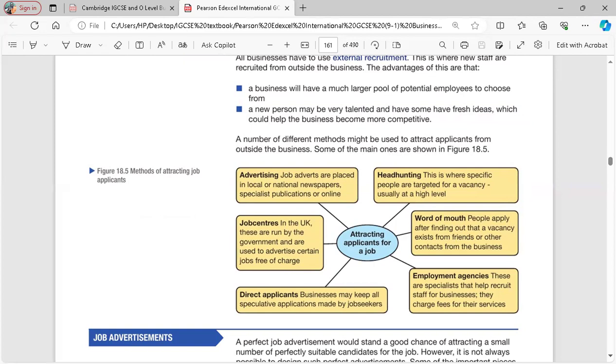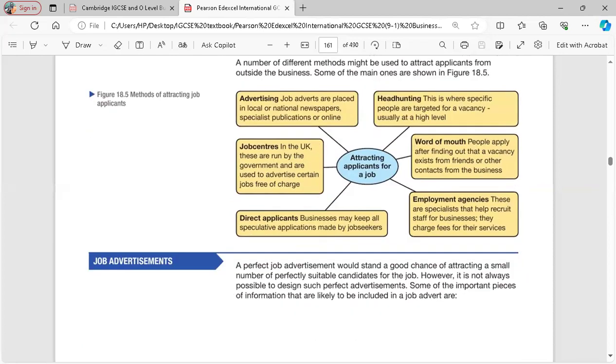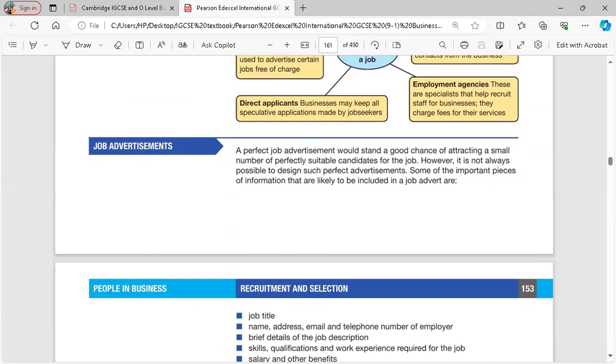Two, a new person may be very talented and have some fresh ideas, which could help the business become more competitive. So when you are employing from outside the business, the person might be coming with ideas or experience that the others in the company do not have, and that will be helpful. Do you get the point there? Now we go to job advertisement.